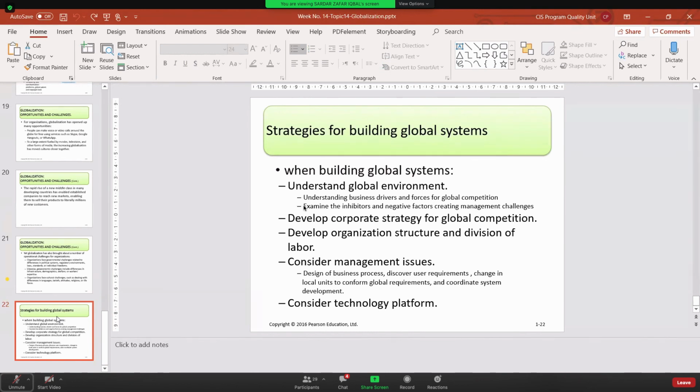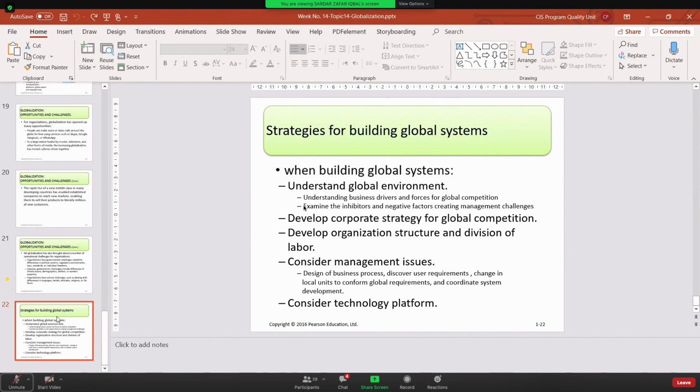Develop corporate strategy for global competition. Corporate strategy means the budget, finance, infrastructure. What is the strategy for that? For the global market, for example, in the mobile industry, if you are opening a new mobile business, and Apple, Samsung, and the big giants are already there, there must be a proper strategy for you to compete with them. And they have branches all over the world.